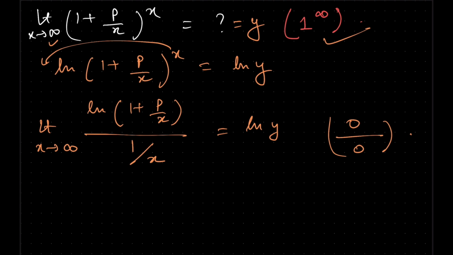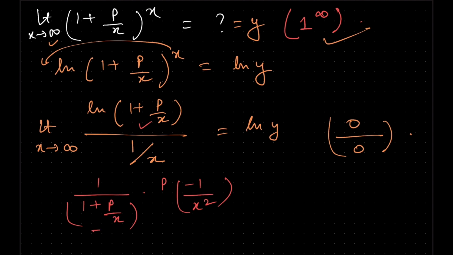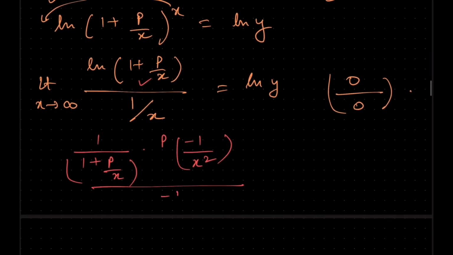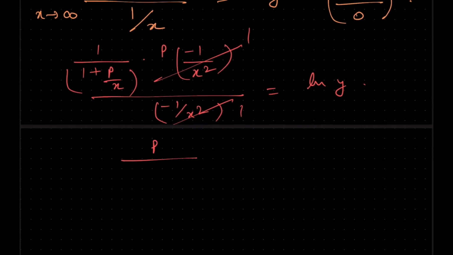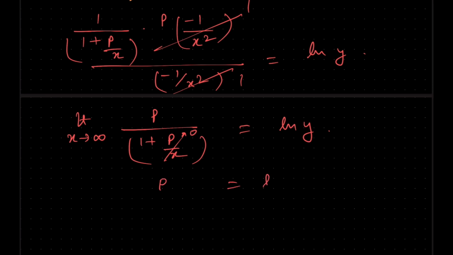So now we can just apply the LH rule over here. If we apply the LH rule, at the top we will get 1 by 1 plus p by x, and now you have to differentiate the inner part. So here you will get p into minus 1 by x square. Now if you differentiate the denominator, you will get minus 1 by x square. So you can see that minus 1 by x square will get cancelled from the numerator and denominator. So finally you have p by 1 plus p by x, where the limit x tends to infinity is ln y. If you put x to infinity, this will become 0. So here finally we will get p as ln y.